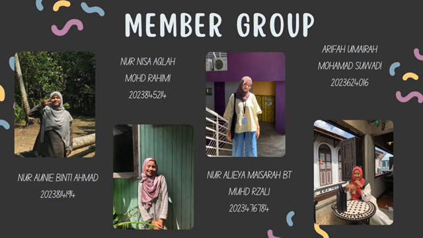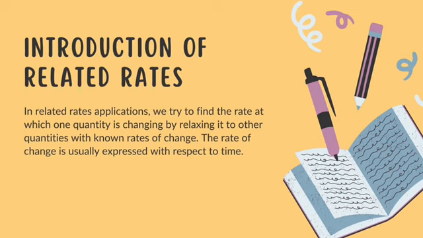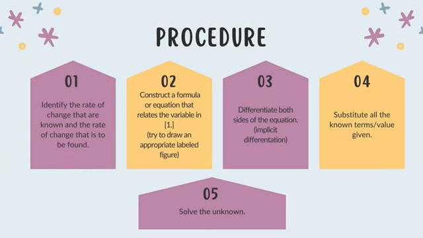Next, let's get to the introduction of related rates. What is related rates? In related rates applications, we try to find the rate at which one quantity is changing by relating it to other quantities with known rates of change. The rate of change is usually expressed with respect to time. Now that we understand what related rates is, let's move on to the procedure.